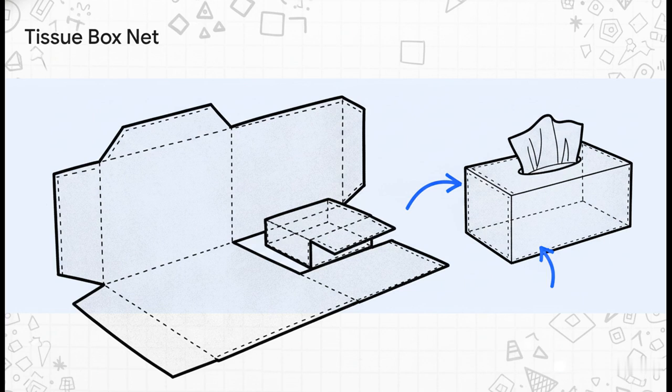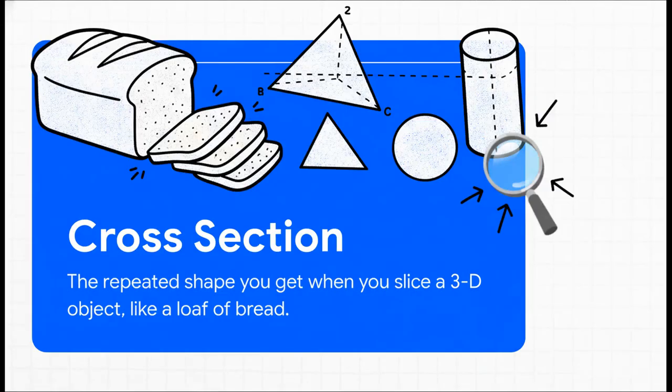The whole key is that every piece connects, and every single edge that's going to be joined has a perfectly matching partner. It's like a little engineering puzzle. Now, to understand some other really common shapes, we need one more quick concept.